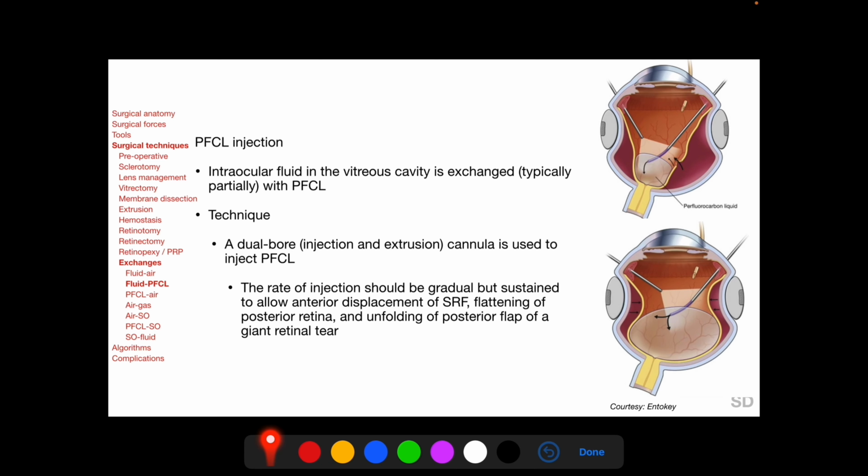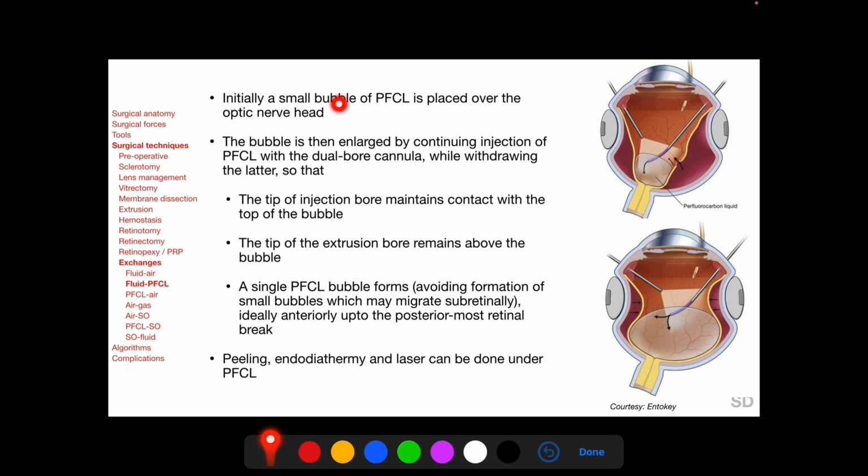PFCL is injected with a dual bore cannula, with one bore meant for injecting PFCL into the eye and the other bore to remove fluid from the eye. And the rate of PFCL injection should be gradual but sustained to allow anterior displacement of subretinal fluid, flattening of posterior retina, and unfolding of posterior flap of a giant retinal tear, as we will discuss later. Initially, a small bubble of PFCL is placed over the optic nerve head as shown here in this figure, and the PFCL bubble is then enlarged by continuing injection of PFCL with the dual bore cannula.